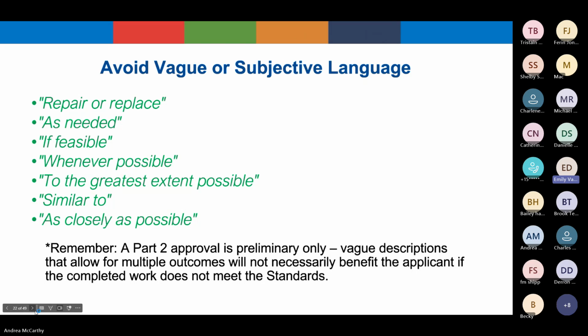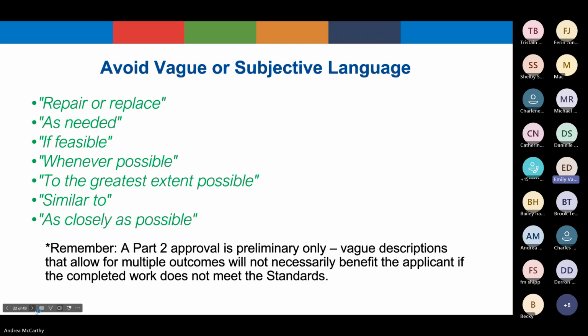Vague or subjective language, such as "needed," "if feasible," "as closely as possible," and so on, should be avoided in work descriptions. Some examples are listed here, but this is not a complete list. Your interpretation and the reviewing agency's interpretation of these terms can vary widely, and ultimately, it is the reviewer who makes the final determination, and the reviewer's interpretation is likely going to be a little more conservative.